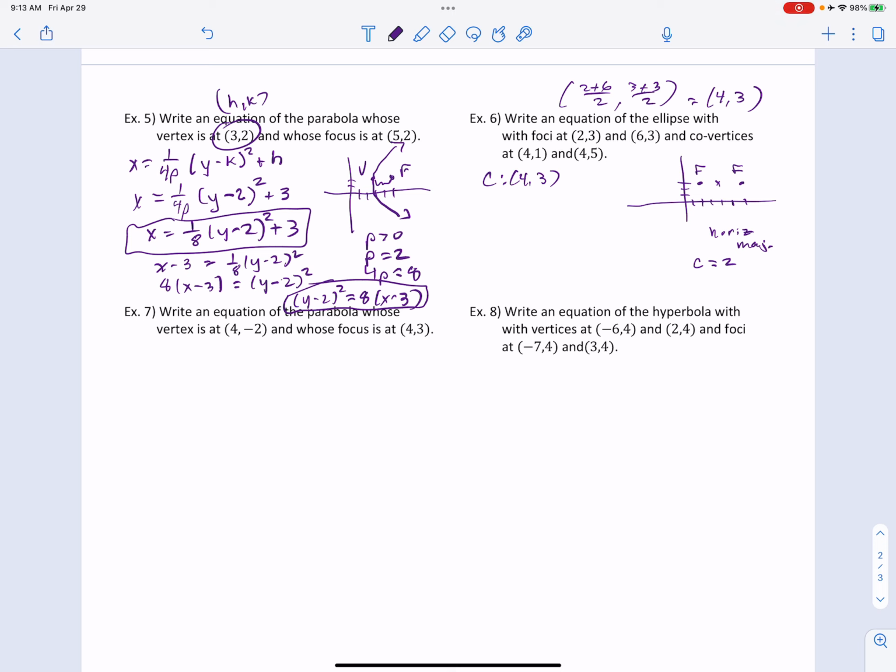And then when they give you that the co-vertices are at 4, 1 and 4, 5, the distance between the co-vertices is 2b, so b is 2, because from 3 to get up to 5, it's 2 units away. So b in this case happens to be 2. And so for the equation of the ellipse, we need a. On an ellipse, c squared is a squared minus b squared. So we have 4 is a squared minus 4, or a squared is 8.